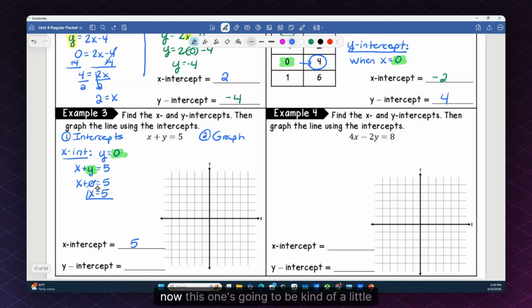All righty. Now this one's going to be kind of a little interesting situation, and you'll see what I mean because we're going to go find this y-intercept.